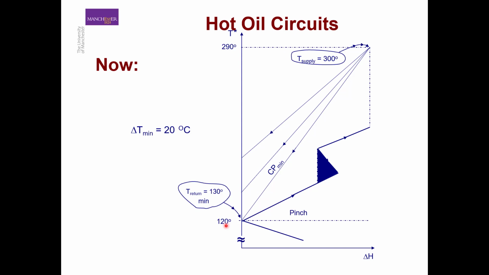So if we want to increase the return temperature of the oil, it means that for the same amount of heat provided, we need to increase the mass flow rate of the oil. And as I said, that is represented by Cp min. So when the return temperature increases, this Cp min increases, and it means that we have to supply much more oil to the process.